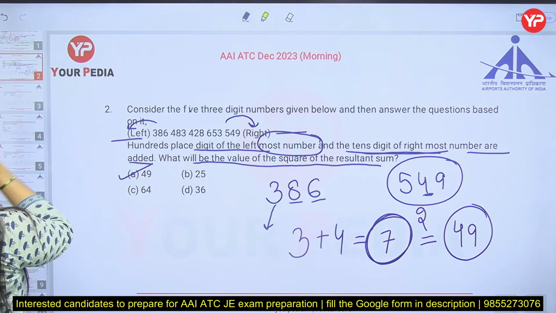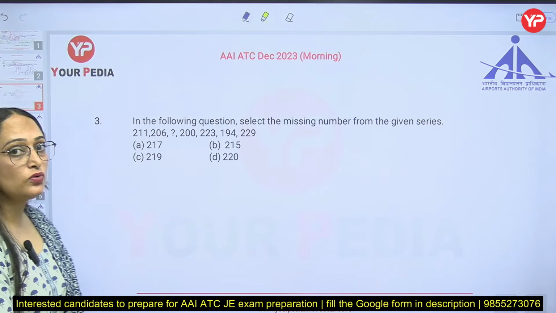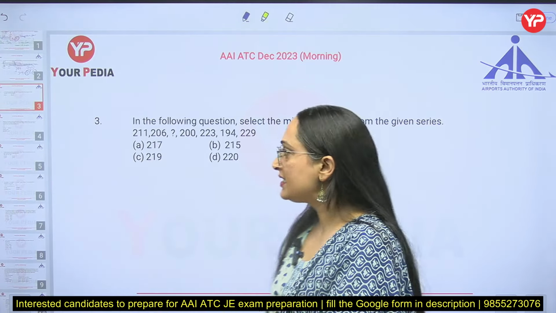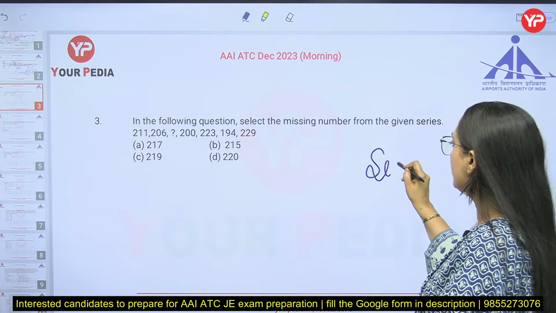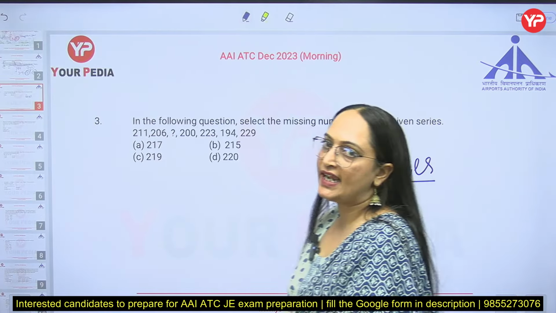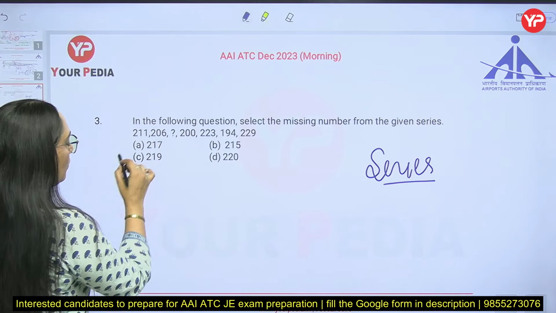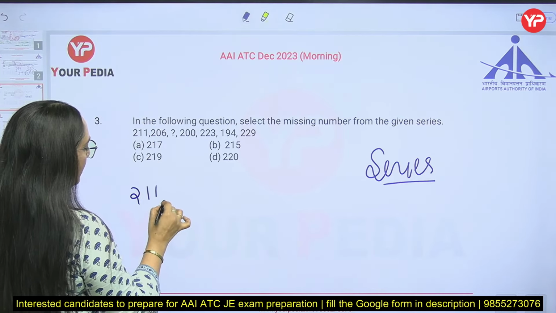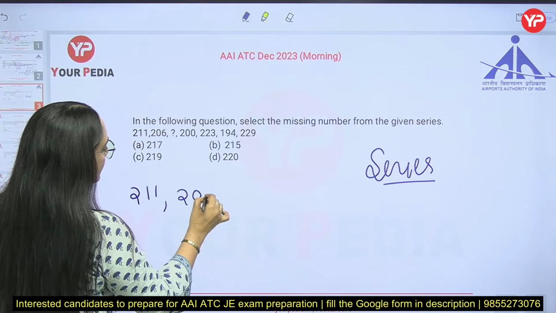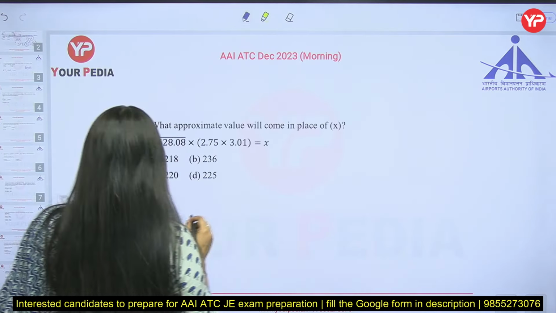Okay, let's check question number 3. Now, this question is very important. This topic is very important. See, this is series. So we have 2 types of series, number series and letter series. So this question is from number series. So we have some numbers: 211, 206. Next, find out this. What is the next number?